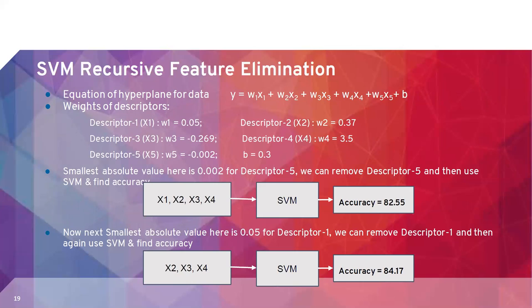So here we have five attributes. The smallest absolute value is for descriptor phi. So we first remove the descriptor phi, and then we use the rest of the attributes, again build an SVM hyperplane equation, again find out the weight values of each of the attributes, and then the weight value which has the smallest absolute value is now for descriptor one. So descriptor one is removed, and so on.